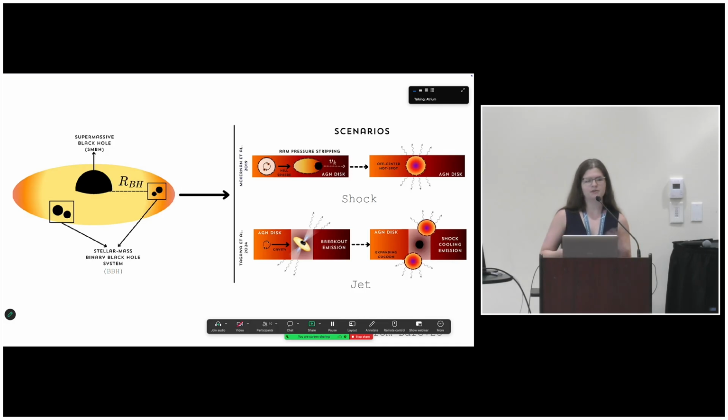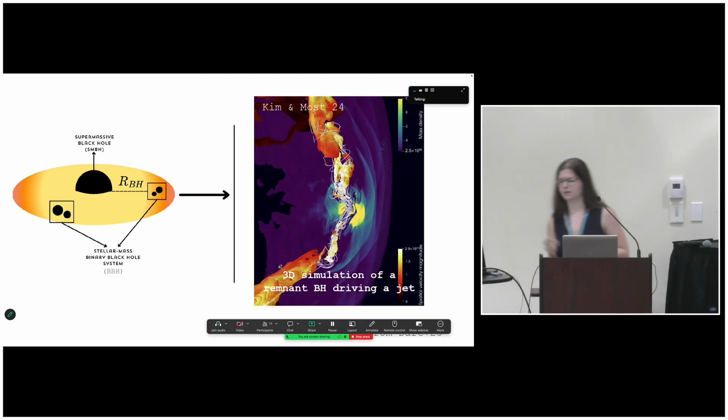Here I have a cartoon of two post-merger scenarios, one in which the remnant black hole injects luminous shocks within the disk, possibly injecting turbulence, and in the case of a low luminosity AGN, possibly inducing a brightening event. And the second scenario where the remnant black hole ignites a jet. The second scenario I'll explore today. Here I have a 3D simulation of a remnant black hole driving a jet, which will look familiar to somebody here in the audience today.